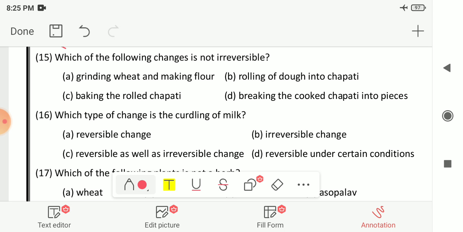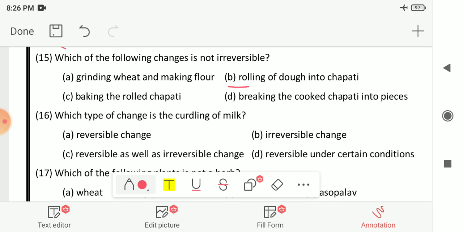Next 15th number. Which of the following changes is not irreversible? The options are grinding wheat and making flour, rolling of dough into chapati, baking the rolled chapati, and breaking the cooked chapati into pieces. So here your answer is option B, rolling of dough into chapati. This is not the irreversible change, that means this one is the reversible change.